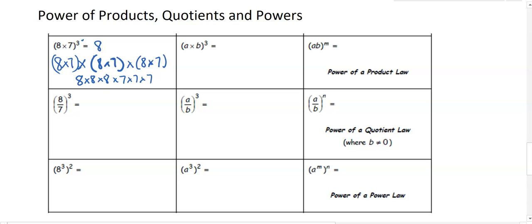and again, 8 to the power of 3 multiplied by 7 to the power of 3. So the rule is when you're multiplying, the 3 just goes to each factor. The m would just go to each factor.